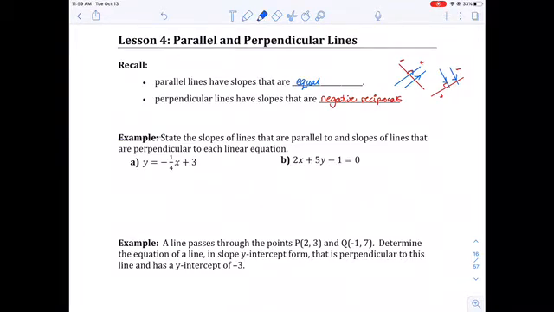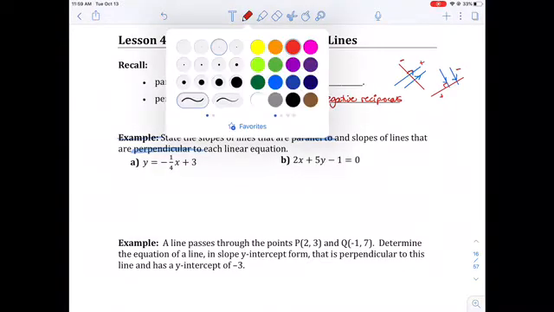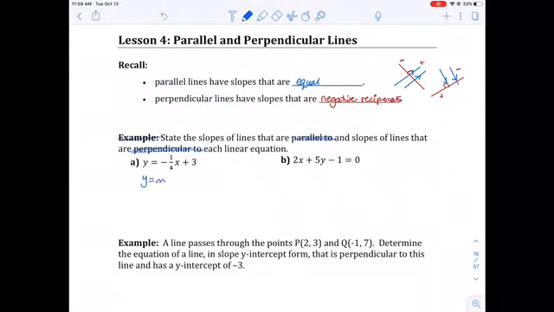So this first example here, it says state the slopes of lines that are parallel to and slopes of lines that are perpendicular to each linear equation. So this first linear equation is in the form of y equals mx plus b. So I do know that the slope of this line is negative 1/4. So a parallel slope would be still the same, negative 1/4, and a perpendicular slope would be positive 4/1.